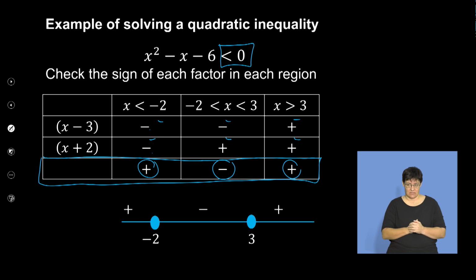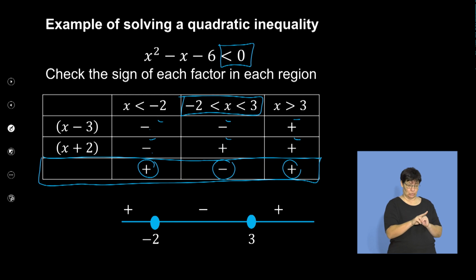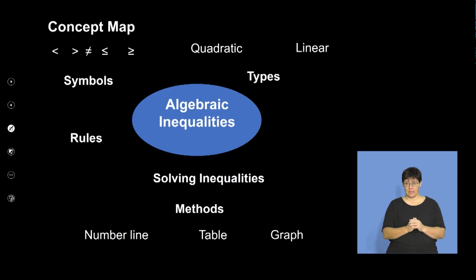So you can see automatically from this that it's when x is greater than negative 2, and x is less than the 3. So it will be between these two values that I have there. So if I write it down as a solution, that's how I will then write it down.